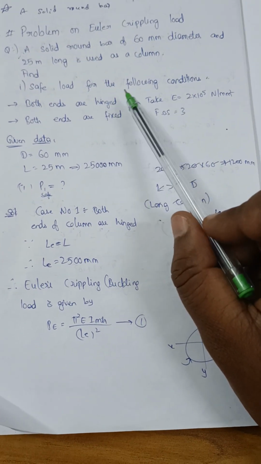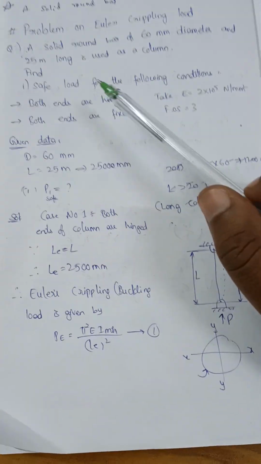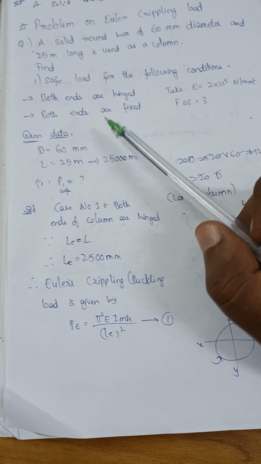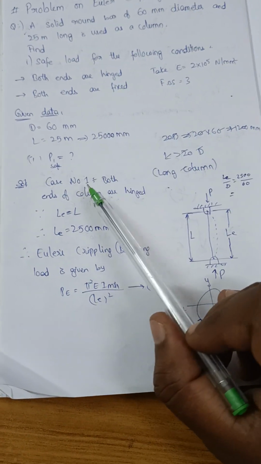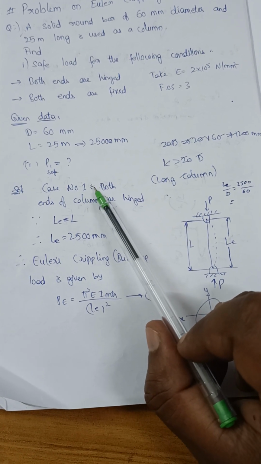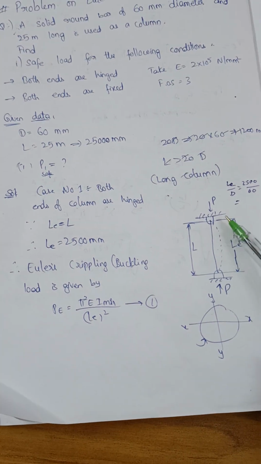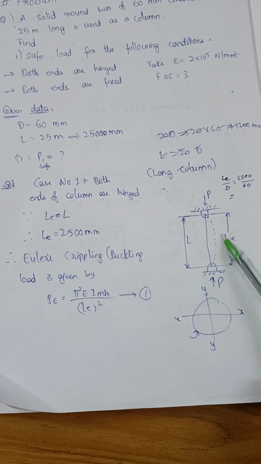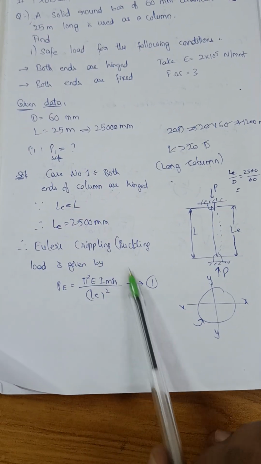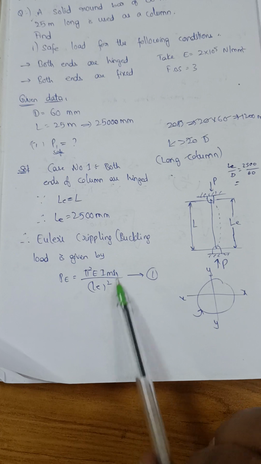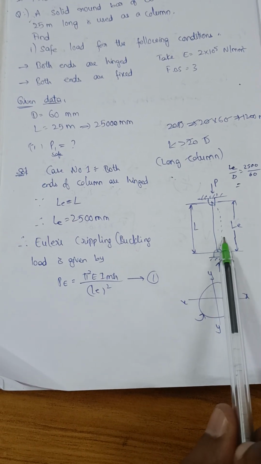Now find safe load for these two conditions. Before finding safe load, we need to find the buckling load. We know the formula for buckling load. We have two conditions here. The first condition is when both ends are hinged. In this case, the effective length will be equal to L. Now, what is the formula? Euler's crippling load formula: pi square E I minimum by L E square. So here for the first case, L E is equal to L.